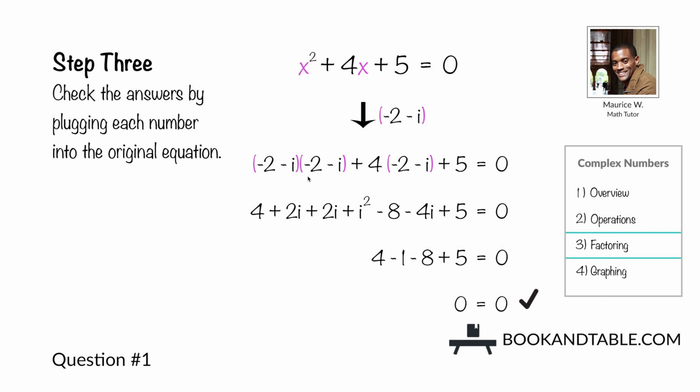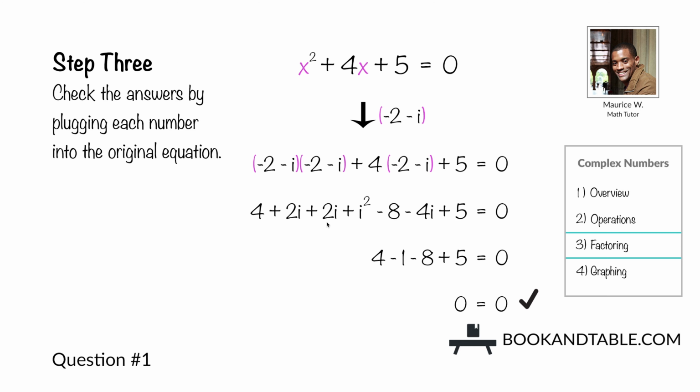Negative 2 times negative 2 is positive 4. Negative 2 times negative i is positive 2i. Negative i times negative 2 is positive 2i. Negative i times negative i is positive i squared. 4 times negative 2 is negative 8. 4 times negative i is negative 4i. Plus 5 is equal to 0.